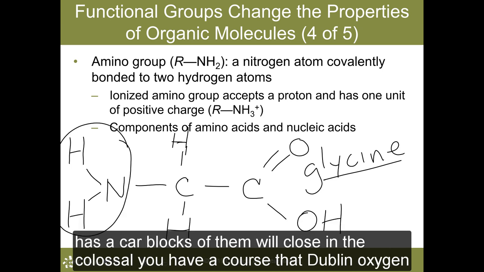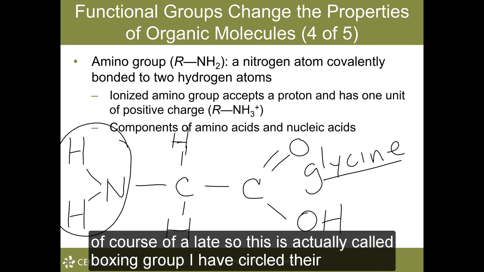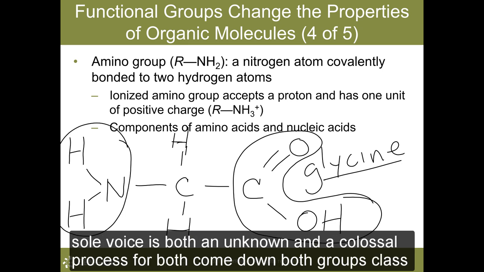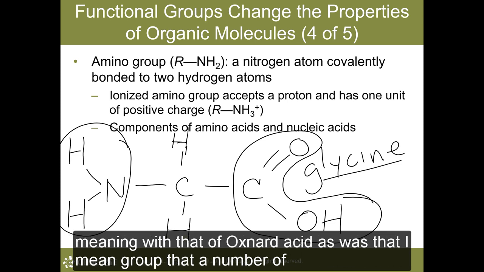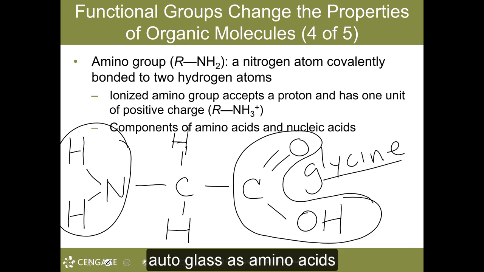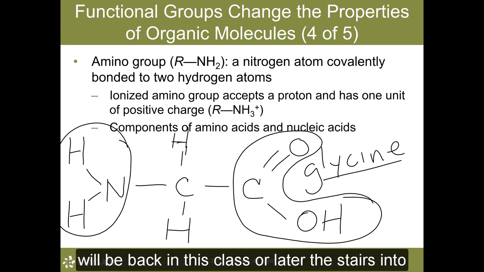It's because it also has that carboxyl group. If you look closely, we have that double bonded oxygen and the OH. This is the carboxyl group I have circled there. So glycine is both an amine and a carboxylic acid. Compounds with both a carboxylic acid and an amino group are known as amino acids. We'll come back to this later in this same chapter.